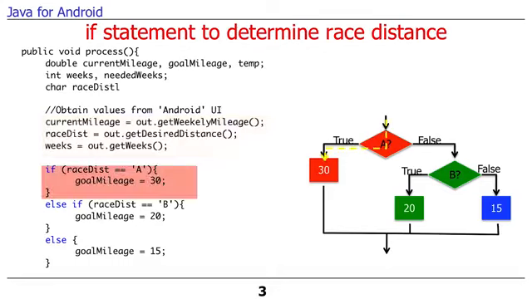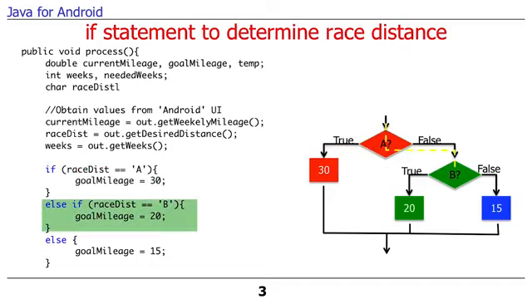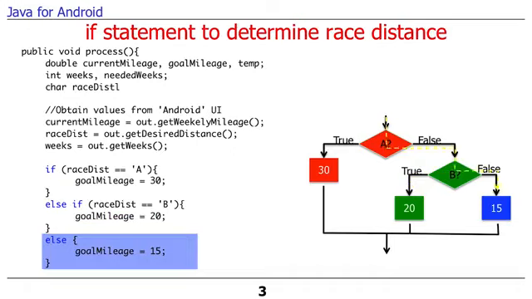If the user chose the half marathon, or A, their goal weekly mileage will be set at 30. If they chose the 10K, or B, their goal weekly mileage will be set at 20. Otherwise, they must have chosen C, the 5K, and we set the mileage at 15 miles.